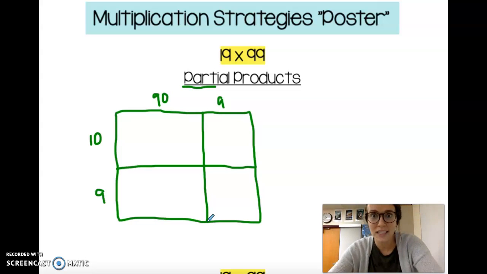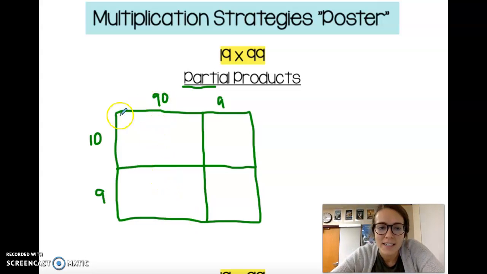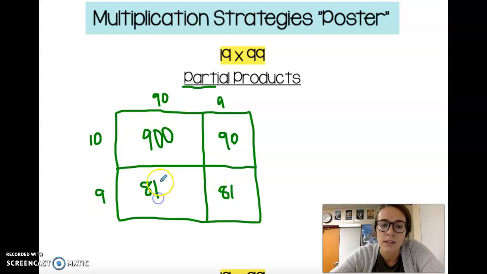All right, so now 90 times 10 we know is 900. 9 times 10 is 90. I'm going to do 9 times 9 because that's a square number. I know that's 81. And now if 9 times 9 is 81, then 9 times 90 is 810. Now the last thing I have to do is add all of these up to find my total answer.